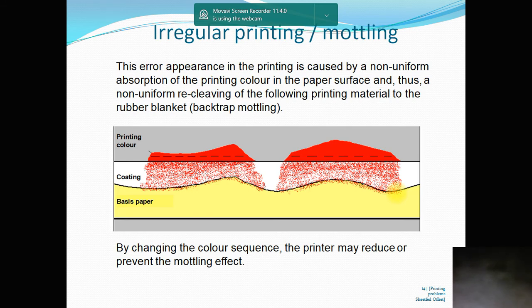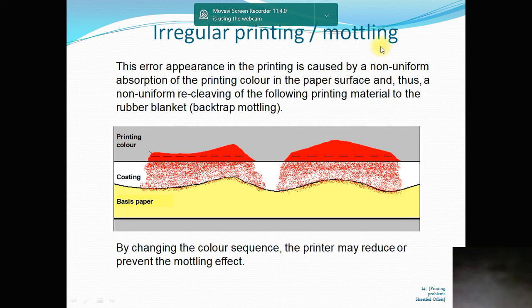Mottling or irregular printing. What is the meaning of mottling or irregular printing? This error appears in printing and is caused by a non-uniform absorption of the printing color in the paper surface, and thus a non-uniform recleaving of the following printing material to the rubber blanket. That is sometimes called backtrap mottling. So here I think you can understand this.